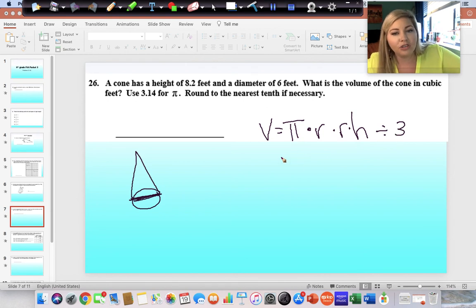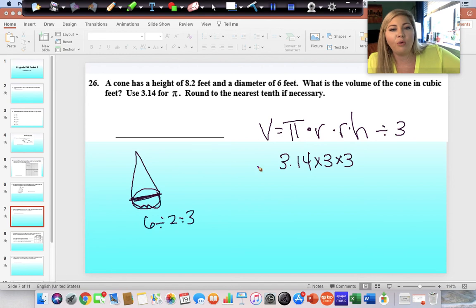Okay, so pi is just 3.14. To find our radius, you have to take half of the diameter. So if the whole diameter is 6 feet, then half of that is 6 divided by 2, which is 3. So our radius is 3. I'll use the multiplication sign. And then our height is 8.2, or 8 2/10. And then we have to divide all that by 3.